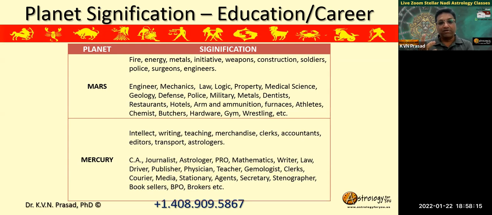Now, the next planet, Mercury. Mercury is intelligence, writing, teaching, accounts, editors, astrologers, all that. Writing, journalism. If somebody says, okay, I want to study journalism, then you have to see 2, 11 and 3, 11 also, and Mercury.